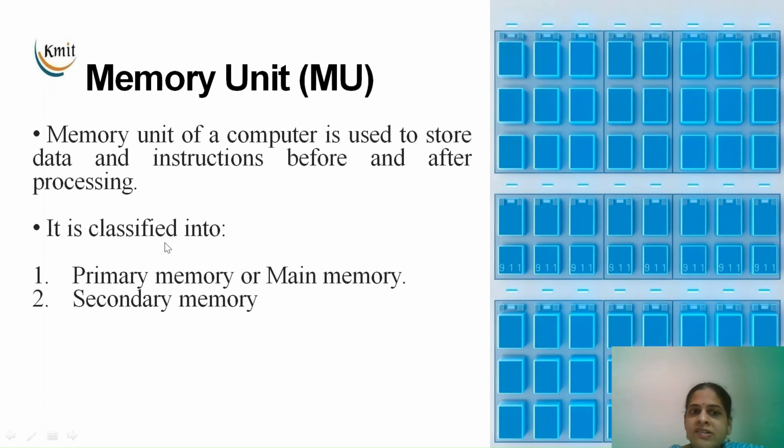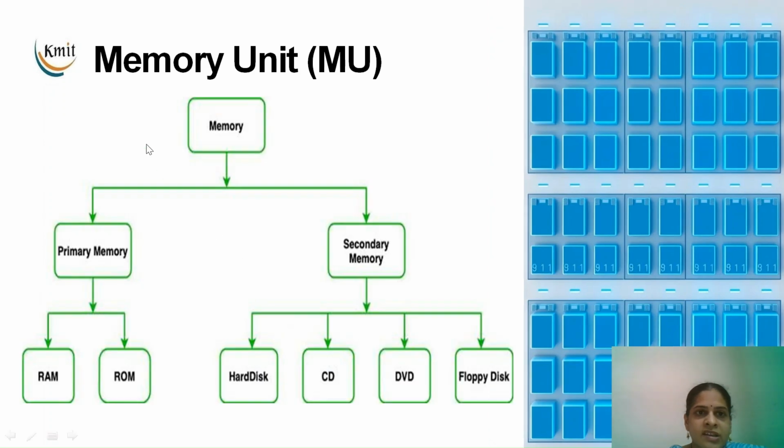And the memory unit is classified into two parts: the primary memory or main memory, and the secondary memory. So if you see here, the memory is divided into primary and secondary memory. Examples of primary memory are your RAM, random access memory, and read-only memory. And examples of secondary storage devices or secondary memory are the hard disks, compact disks, DVDs, and floppy disks.